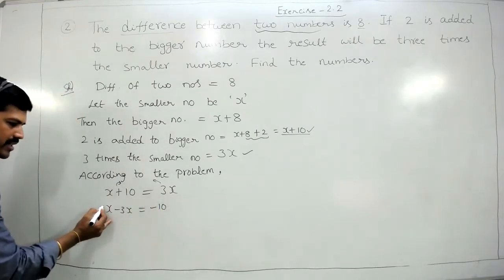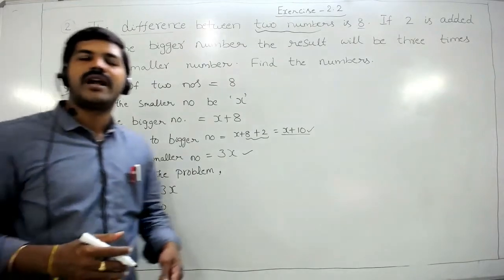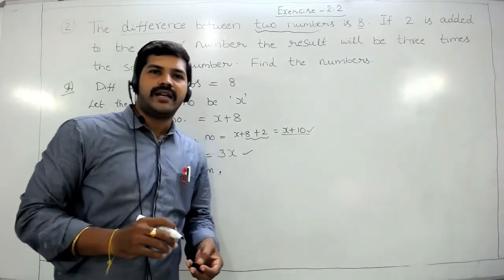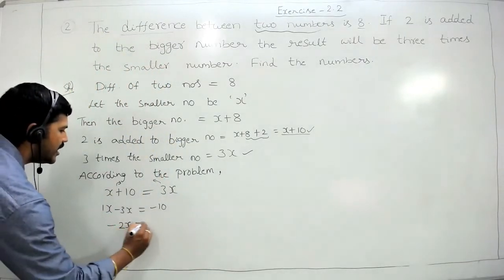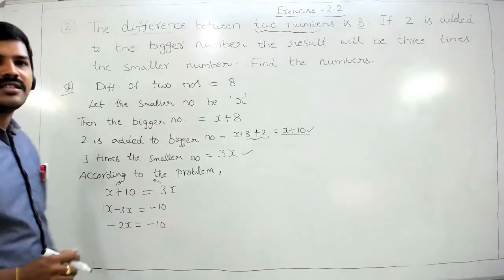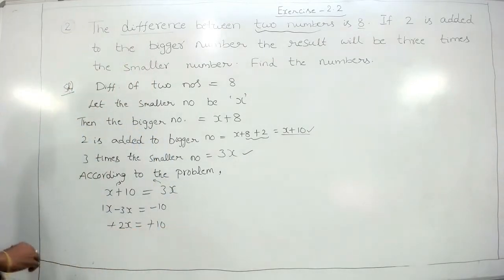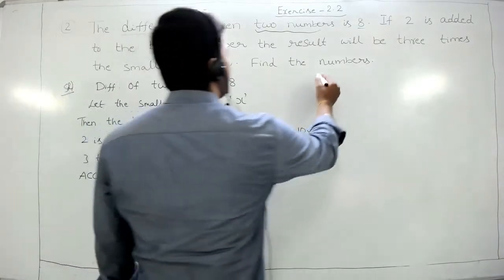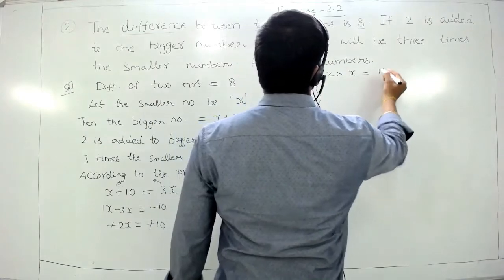What is the coefficient of x here? 1. The signs are different, so what do we have to do? Subtract and carry the bigger number's sign. The bigger number's sign is minus. After subtracting, what have you got? Minus 2x is equal to minus 10. On both sides, I have cancelled the minus. So 2 into x is equal to 10.